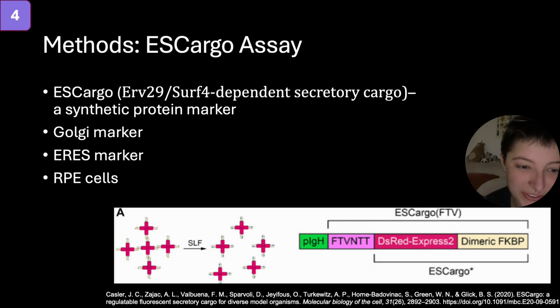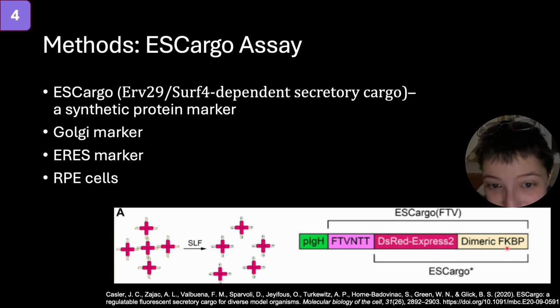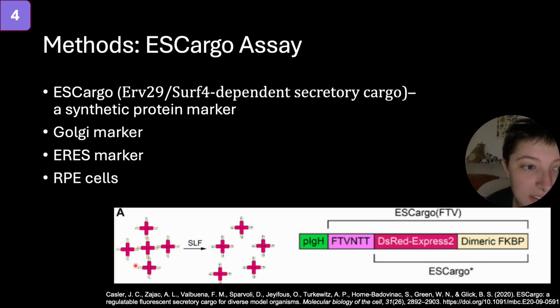I don't know how to change it, so I'm sorry, but there's this sort of dimer, what is it called? I'm sorry. FKBP, and so here you have the tetramer, which is the DS red, and then on the ends you have this FKBP, and so you have this sort of aggregate form of the protein, so it's all bunched together.